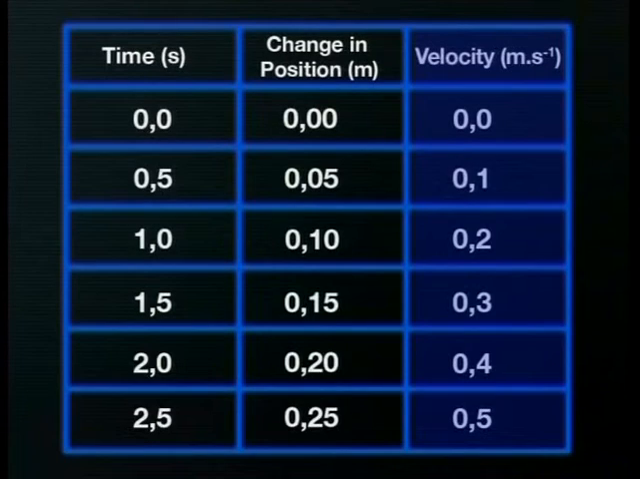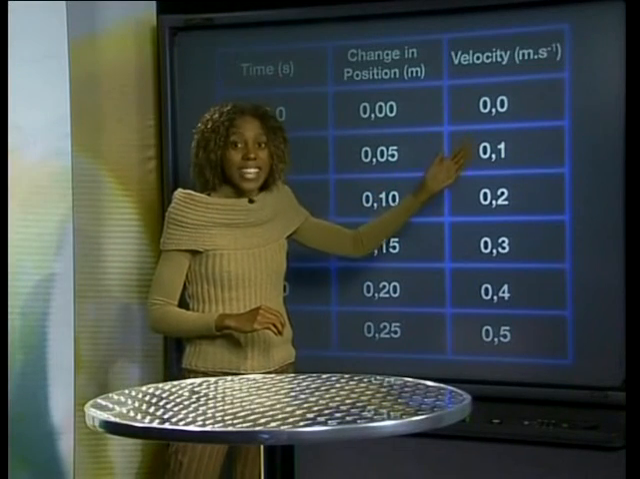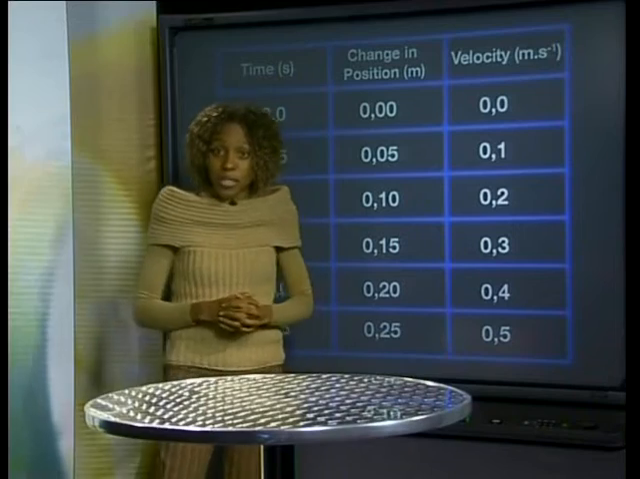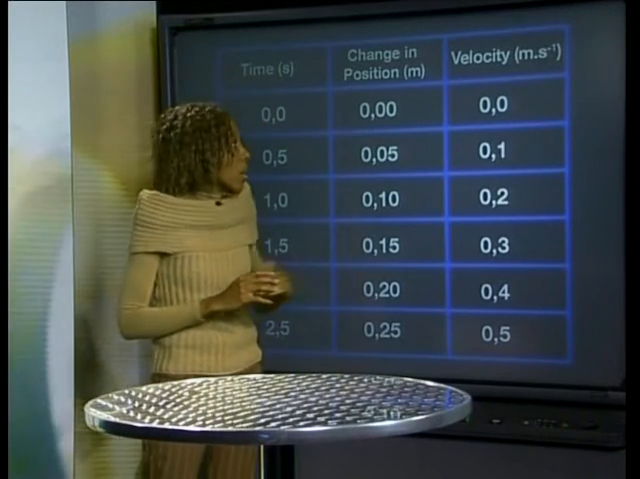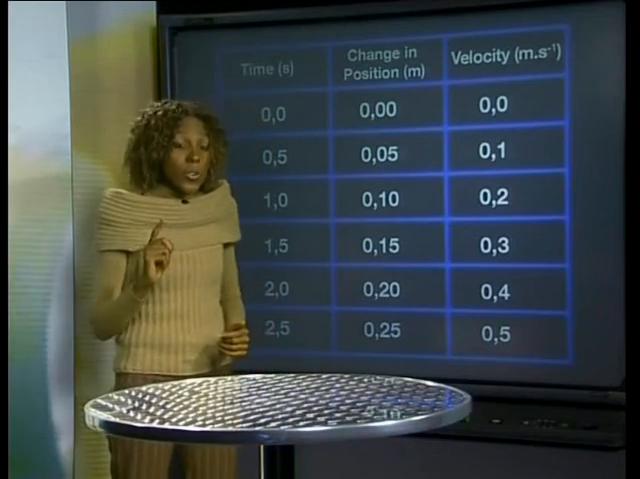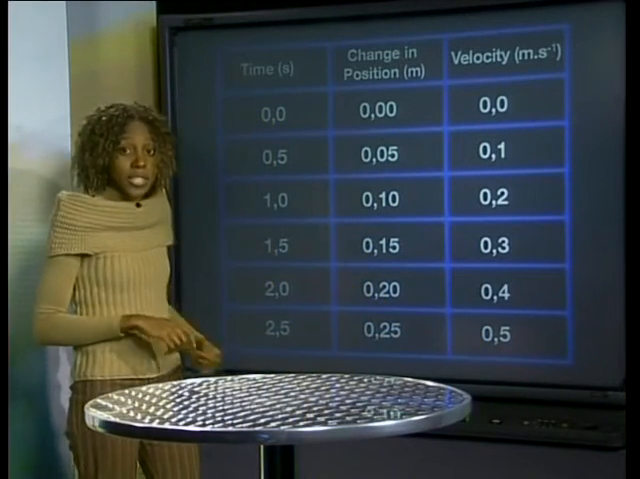For the first 0.5 seconds, the velocity is 0.1 meters per second. In the next time interval, the trolley's displacement increases, and so the velocity increases too. Here it is 0.2 meters per second. Can you see that the velocity is increasing for each of the time intervals? At 0 seconds, the velocity of the trolley was 0. But it increased to 0.5 meters per second during the 5th time interval.